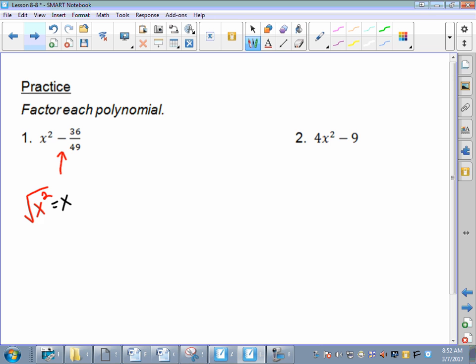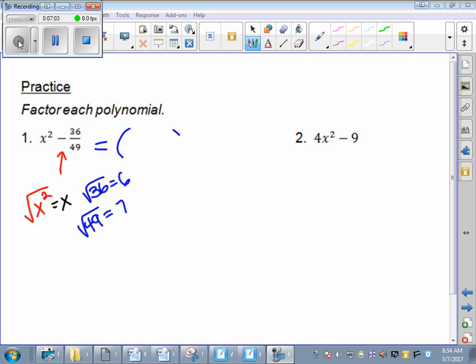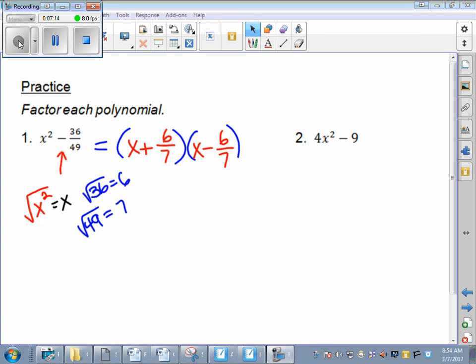If I look at just the numerator, is 36 a perfect square? It is, right? If I look at just the denominator, 49, is that a perfect square? It certainly is. Everything's a perfect square, minus in the middle, so we can go right to our 2 sets of parentheses. I'm going to use my x plus 6 over 7, x minus 6 over 7. Excuse my coughing. And I've got myself factors.